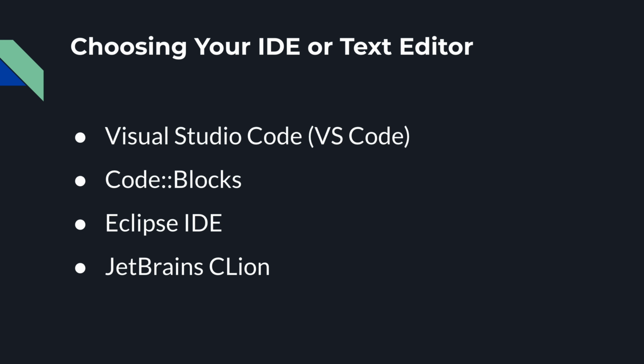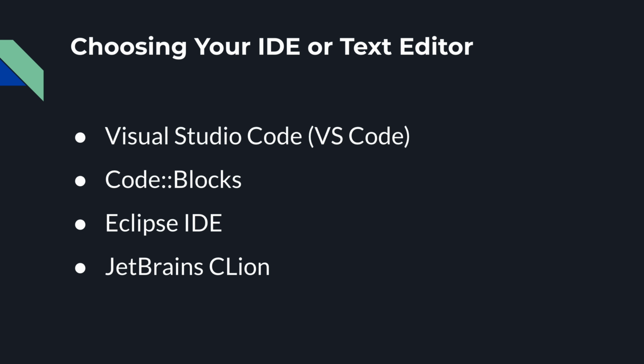Other popular options include Code::Blocks, Eclipse IDE, and JetBrains CLion. Eclipse IDE is famous for Java development, and JetBrains CLion is for C++ and C. And there are other options like Atom and newer IDEs. You can search on Google, or you will find the link in the description of an article where all the things are covered.